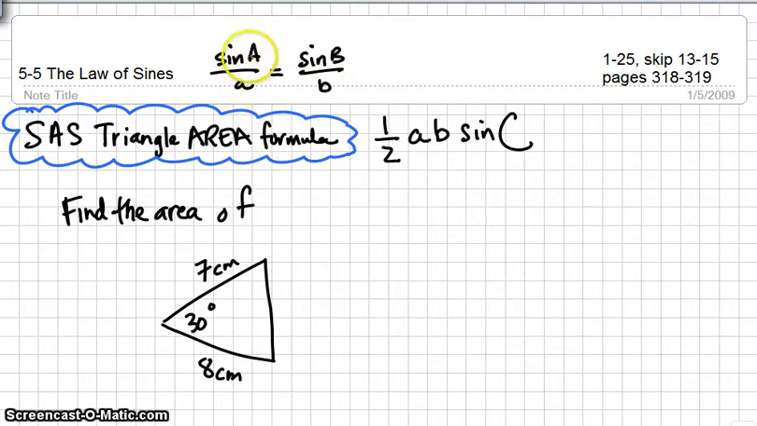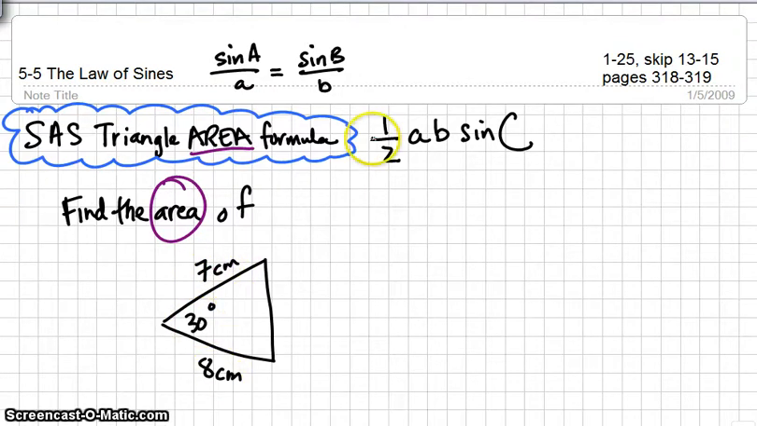Before we get into the law of sines deeply, we need to take a slight detour to the SAS triangle area formula. When you're working with a triangle in this chapter, if they ask you for the area, this is the one exception to all the other rules that we've been learning. The only time they'll ask you for area is when they give you two sides and the angle between them. Notice the question here, find the area of this triangle. They are giving you two sides and the angle between them.